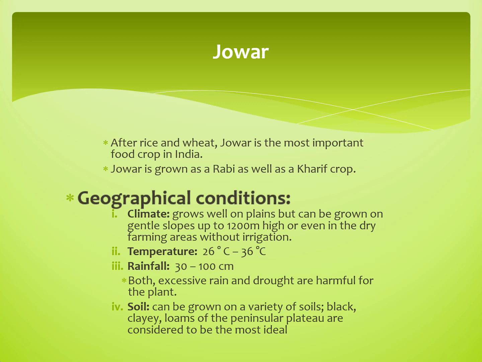Jawar is a rain-fed crop of dry farming areas where irrigation is not used. Both excessive rains and drought conditions are harmful for the plant. Next is soil. Jawar can grow on a variety of soils ranging from heavy and light alluvium to red, grey and yellow loams. It can even grow on sandy soils. The black clay loams of the Peninsula Plateau are considered to be the most ideal for jawar cultivation.